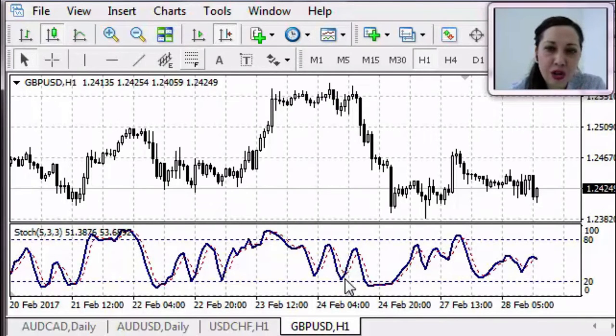Okay, it's actually a band between 100 and 0. It's fluctuating between these two levels. And also we have additional levels 80 and 20, which denote that from 80 to 100 is the zone of the so-called overbought condition of the market, and from 20 to 0 is the threshold for oversold conditions of the market.